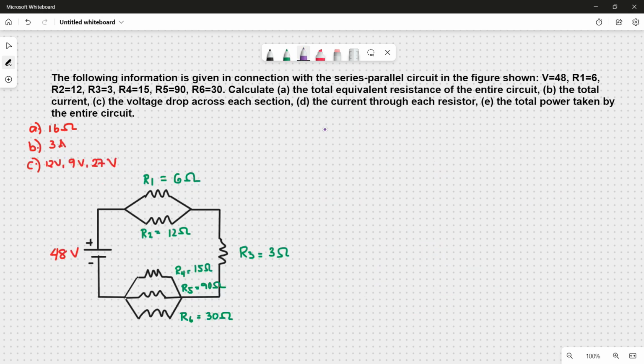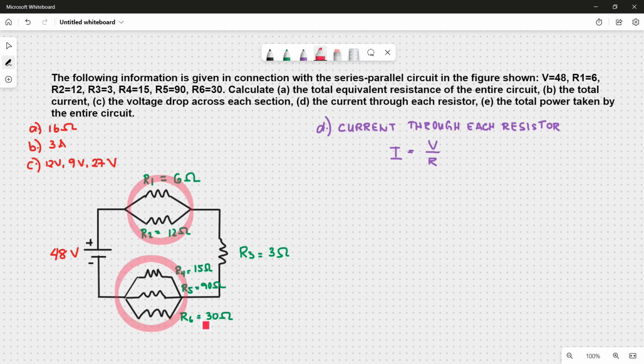Now for letter D, we are asked to find the current flowing through each of the resistors, and so we'll use the formula I is equal to V over R. Note that the voltage drop in each section will be the same for the resistors, which are parallel with each other. So for the current in resistor 6, we have 12 volts over 6 ohms, which is equal to 2 amps. For resistor 12, 12 volts over 12 ohms, which is equal to 1 amp.